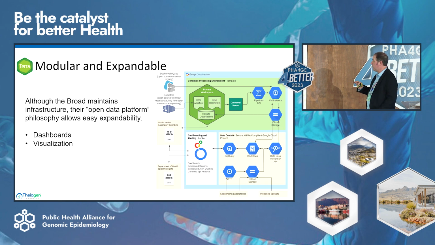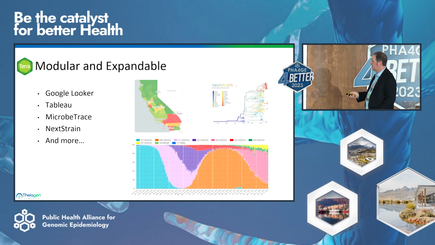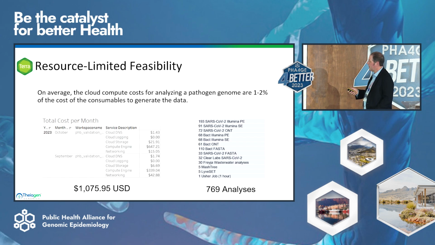And the nice thing about it being in the cloud is it's very modular. So you could take this base Terra system and expand it with dashboarding and other types of database functionality. This is an example of some of the work in California, where we've integrated with Google Looker or Tableau or Microbe Trace, NextStrain, and create very mature visualizations.